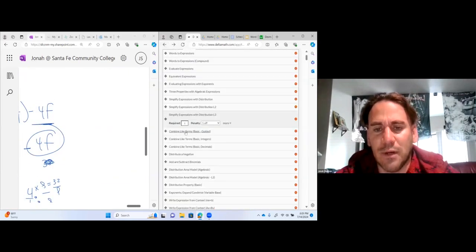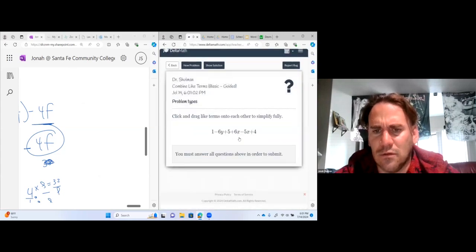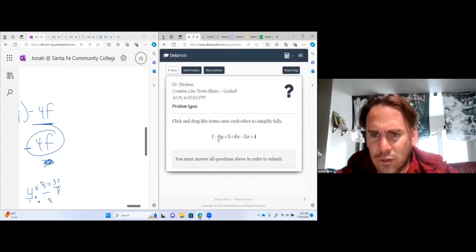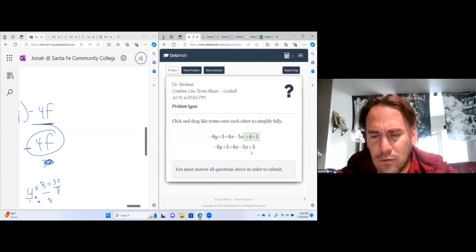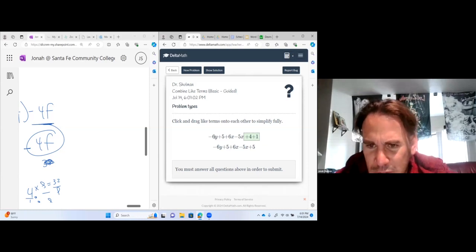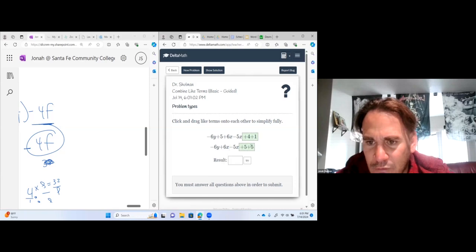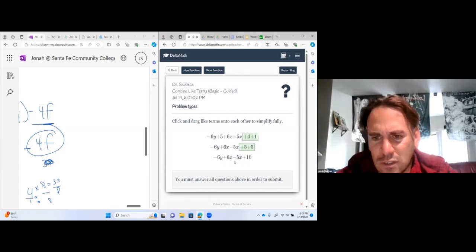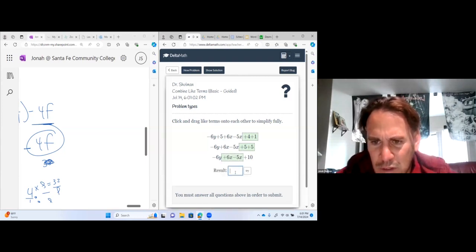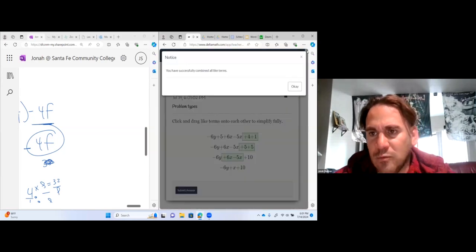All right, so now we're combining like terms. So you must drag them over. Okay, so we have a 1 and a 4. That makes 5. I have a 5 and a 5, which makes 10. I just did the numbers first. I usually do the letters first. Then I have a 6x and a 5x, which is 6 minus 5 is 1x.